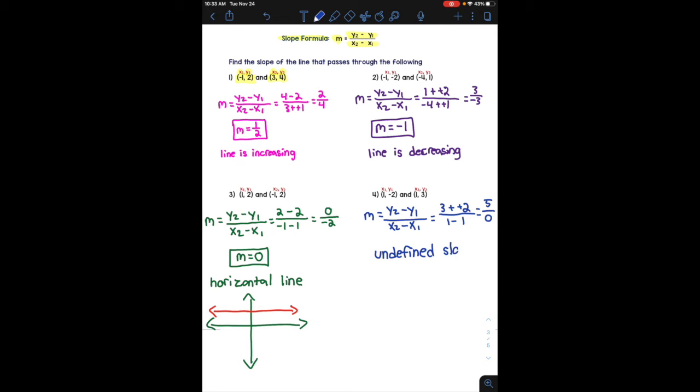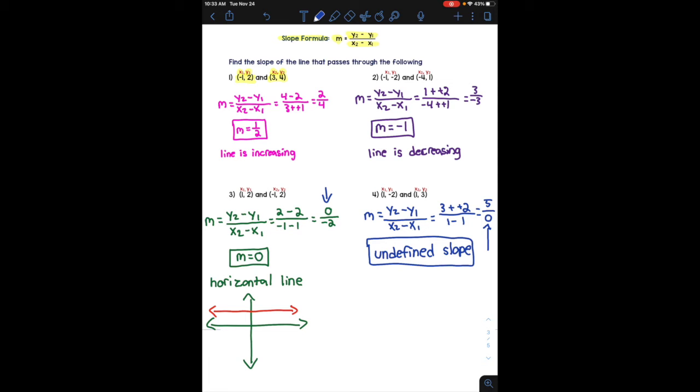Our answer isn't 5 divided by 0. The answer for the slope for this problem is an undefined slope. A quick way to remember the difference between 0 and undefined: in number 3, the 0 was in the numerator or at the top of the fraction. Therefore, the answer is 0. In number 4, the 0 was in the bottom or underneath the fraction, in the denominator. If the 0 is underneath, our answer is undefined.